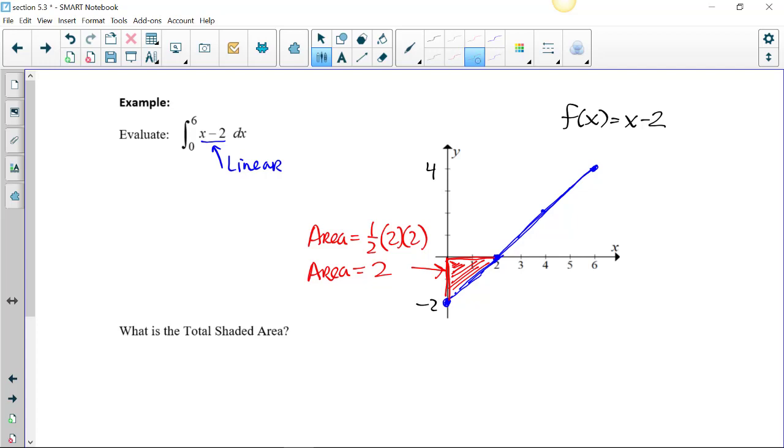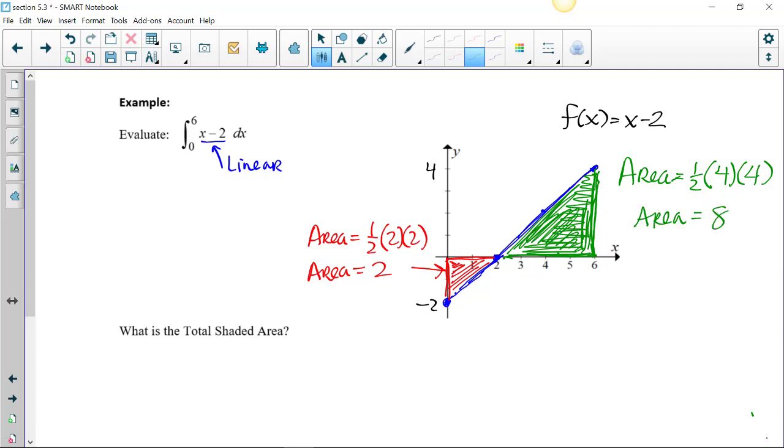Okay. If I go above, once again, I also have a triangle. So to find the area of this region, I can once again find the area of a triangle. This area is once again 1/2 base times height. So here I can see the base is 4, and this height is also 4. So 1/2 of 16 is 8. Okay, so this region is 8.